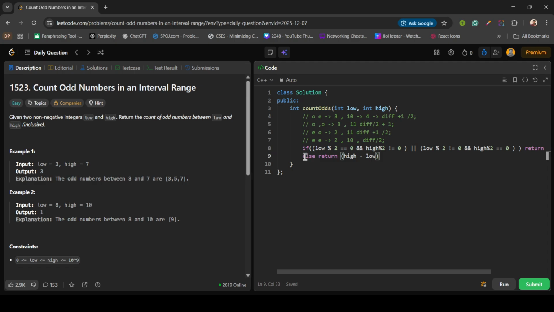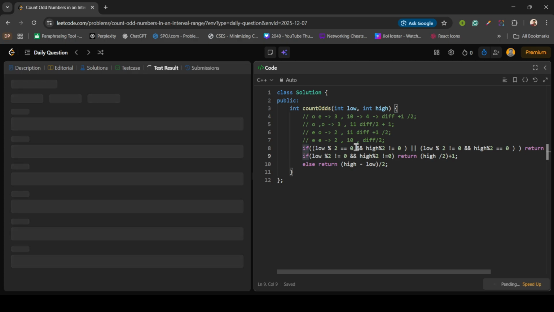No, see, there is also one case. If both are odd, then we have to write difference by 2 plus 1. So if low percent 2 is not equal to 0 and high percent 2 is not equal to 0, then we will return the difference, which is high minus low, by 2 plus 1. Else we will return difference by 2, meaning (high minus low) by 2.